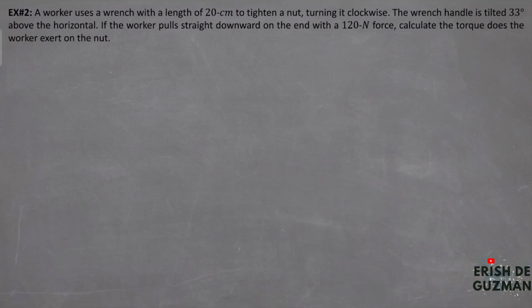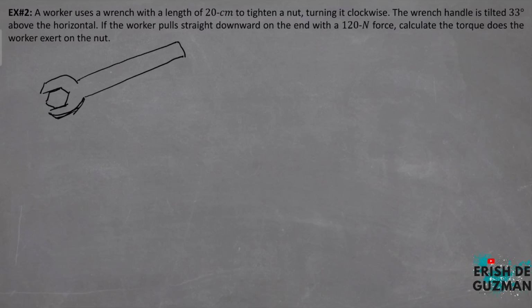A worker uses a wrench with a length of 20 centimeters to tighten a nut, turning it clockwise. The wrench handle is tilted 33 degrees above the horizontal. If the worker pulls it straight downward on the end with a 120 Newton force, calculate the torque the worker exerts on the nut. So let's draw the figure first.